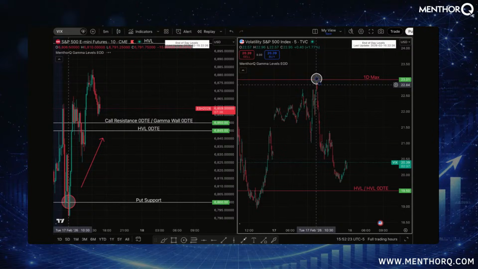So how does this work? Of course, the VIX is inverse correlated with ES or SPX or NQ. But basically, we are getting to a very important level, which is the one-day max on the VIX, and we're getting to a very important level, which is put support on ES. So those two data points in conjunction could have given us a very good opportunity for a reversal trade. Whether you were trading VIX or ES, you can clearly see here that there was a strong reaction there.